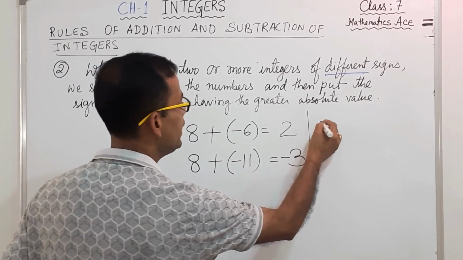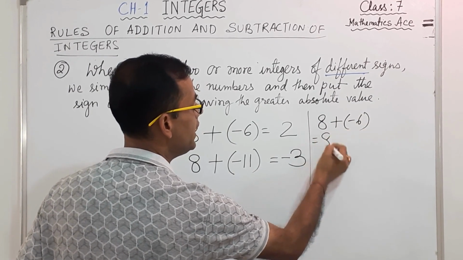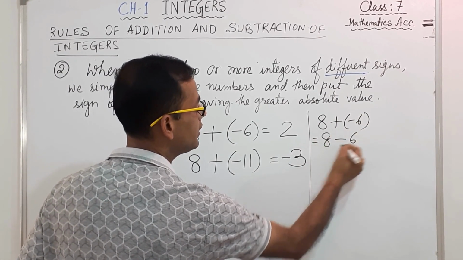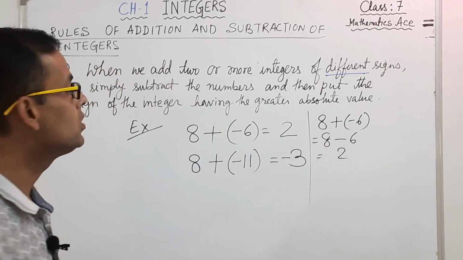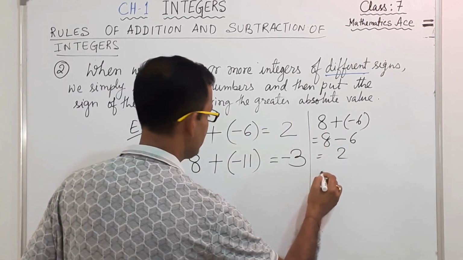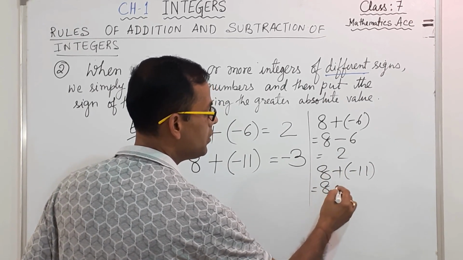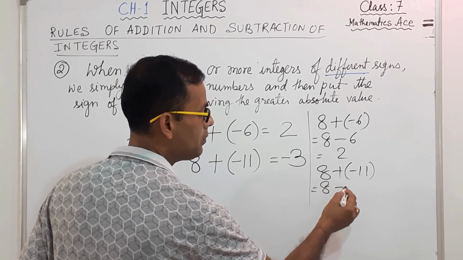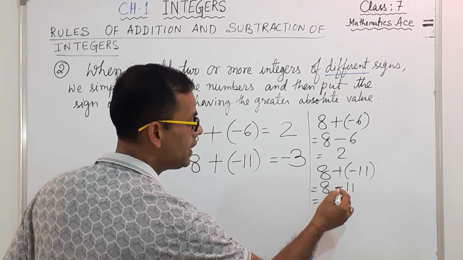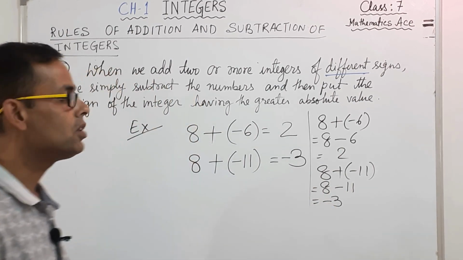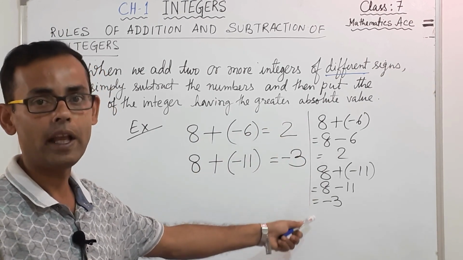We will do like this way. 8 plus minus 6. So 8, we will change the sign, minus 6, and 8 minus 6 is 2. 8 is big, so it is having plus sign, so we will put plus. Second one, 8 plus minus 11. So 8 minus, plus minus, opening the bracket, minus 11. 8 and 11 subtracting, 3, and 11 is big, having what sign? Minus, minus. So like this way, in our day-to-day life, we will solve like this way.